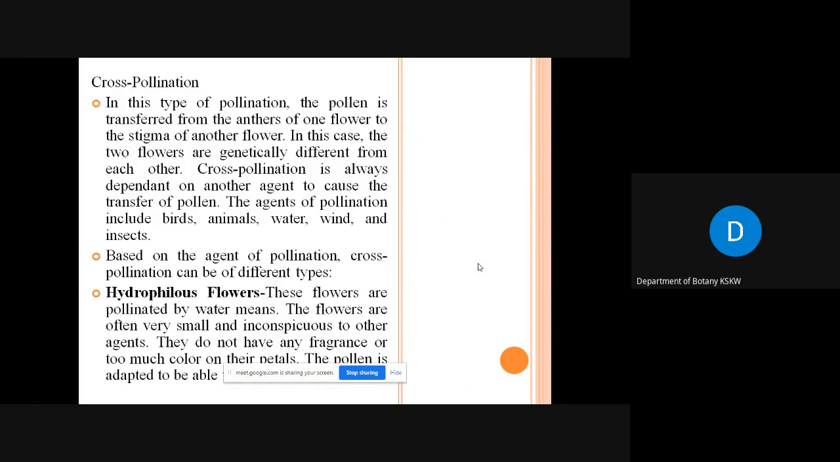And we have cross-pollination. Cross-pollination is when pollen grains are transferred from the anthers of one flower to the stigma of another flower. In this case, two flowers are genetically different from each other, and cross-pollination always depends on an external agency for the transfer of pollen grains. We have different agents of pollination like birds, animals, water, wind, insects, etc.